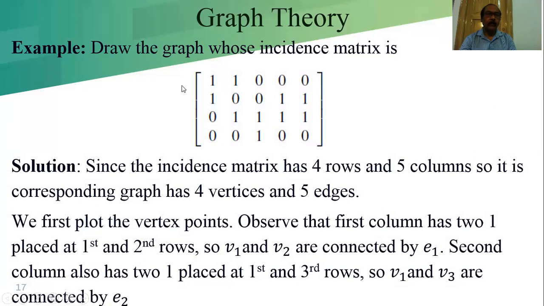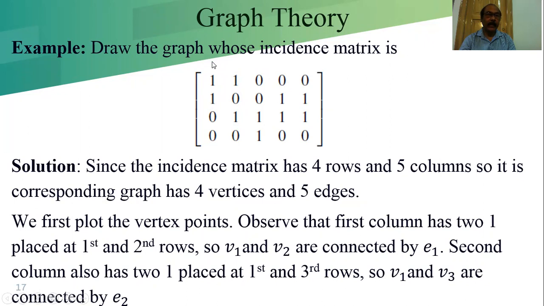Now, from the incidence matrix, we have to draw the graph. Previously, we learned from graph to incidence matrix. Now, we learn from incidence matrix to the graph. How many rows are here? 4 rows. And how many columns? 5 columns. That means there are 4 vertices and 5 edges, and we consider them as E1, E2, E3, E4, E5.